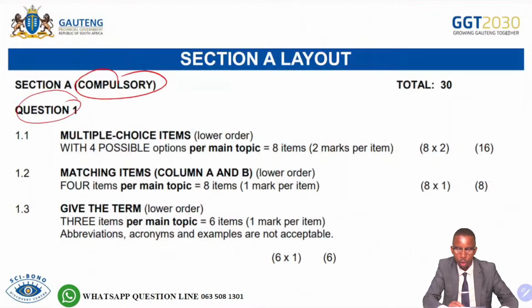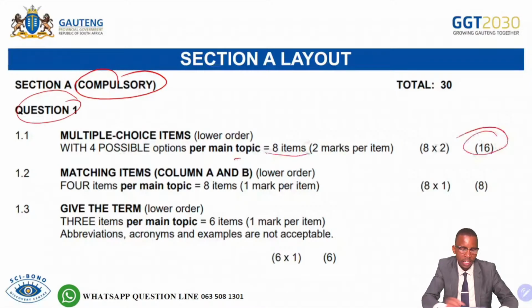We have multiple choice, which consists of 4 possible options per main topic, 8 items, 2 marks per item. So that gives you 16 marks. So each answer there, whether you get it correct or wrong, is 2 marks for you. So if you get it wrong, you forfeit 2 marks. You get it right, you get 2 marks.